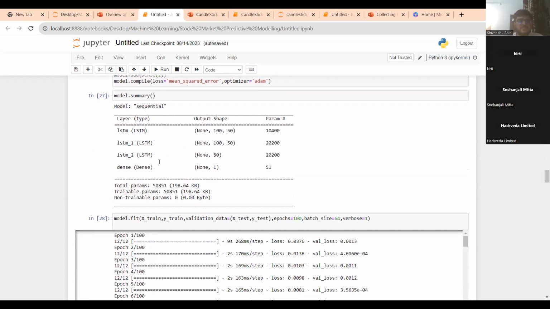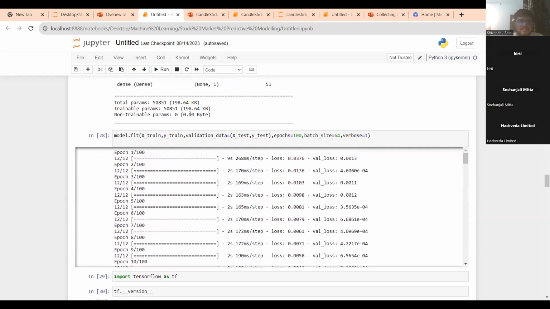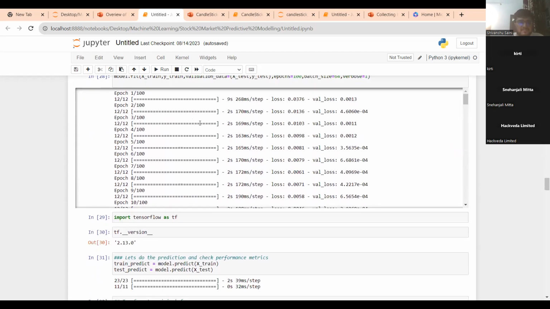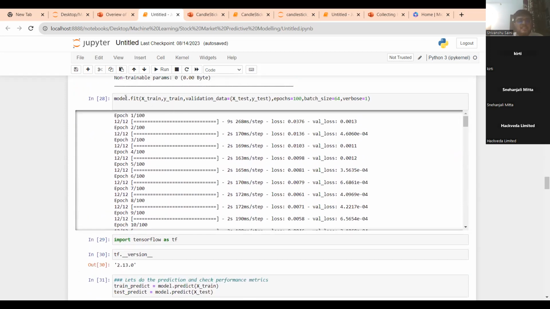Then the model.summary. Here I have used model.fit. Well, I am modeling this data. I am training this data on the basis of X_train and Y_train, and validating it on the basis of X_test. Epochs 100 means it will run 100 times.